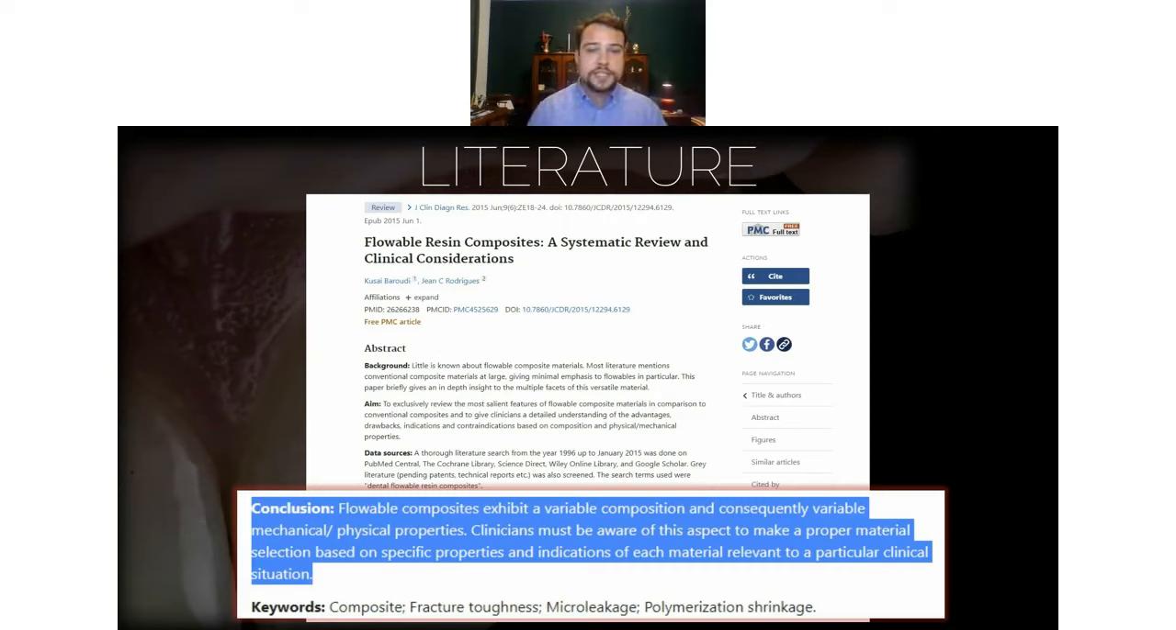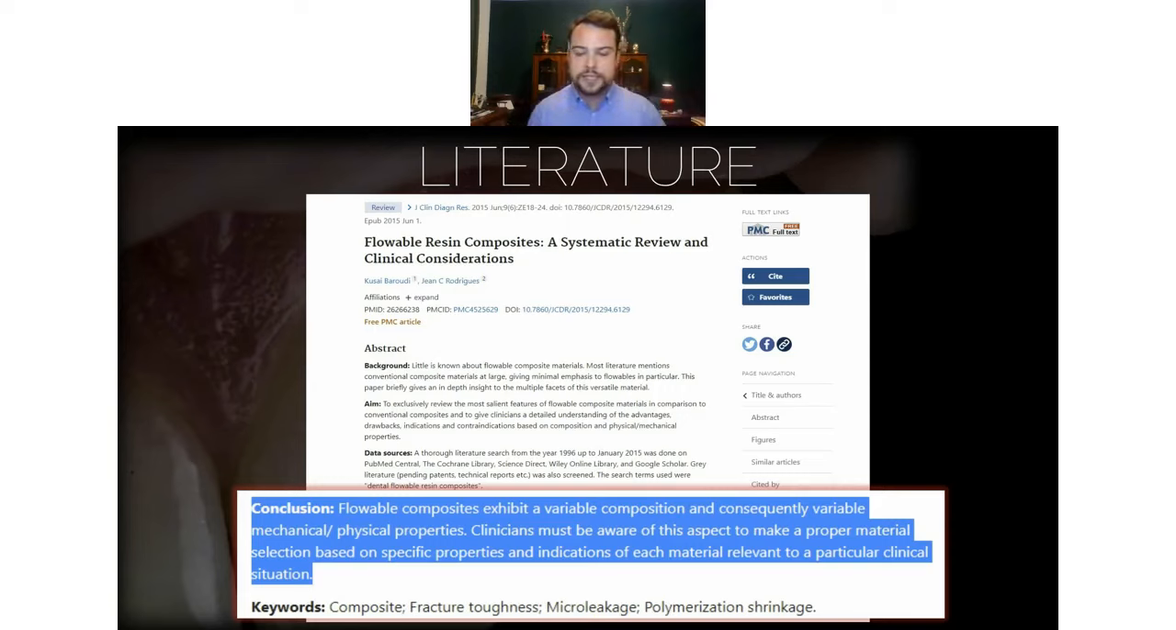But the conclusion of this systematic review was that flowable composites exhibit variable compositions and consequently variable mechanical and physical properties. The clinician must be aware of this aspect to make a proper material selection based on specific properties and indication of each material relevant to a particular clinical situation. Which means, yes, there are some flowables which are meant only for filling the fissures and so on, but there are some, and I assure you that this new generation of so-called injectable composite have amazing mechanical and aesthetical properties.